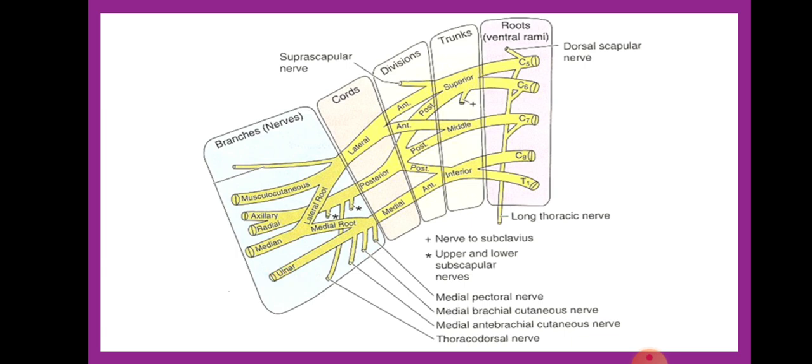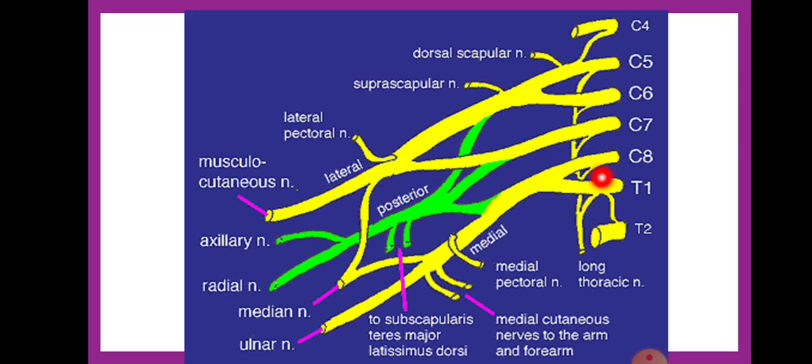Okay? Again here, the brachial plexus is formed by the anterior rami of the cervical spinal nerves and the first thoracic spinal nerve. So it is formed by C5, C6, C7, C8, and T1. Okay? C5 and C6 join each other to form the upper trunk. C7 continues alone as the middle trunk. C8 and T1 join each other to form the lower trunk.